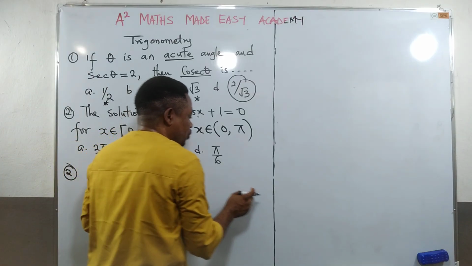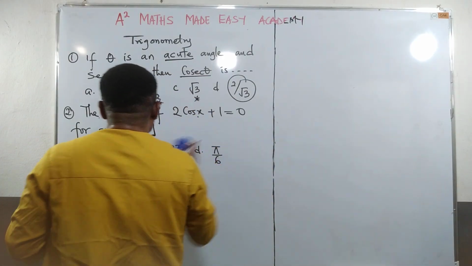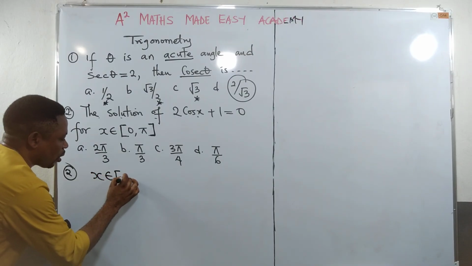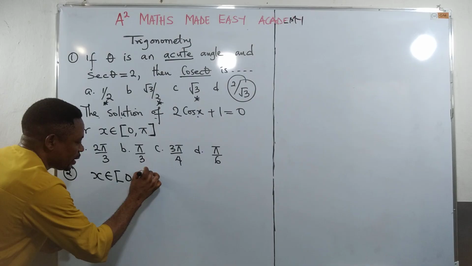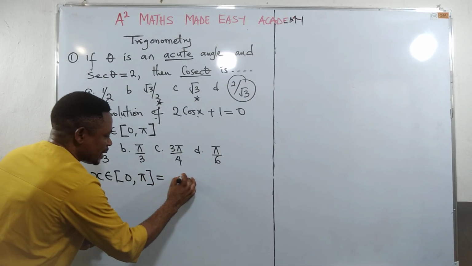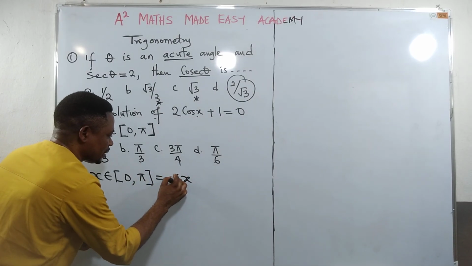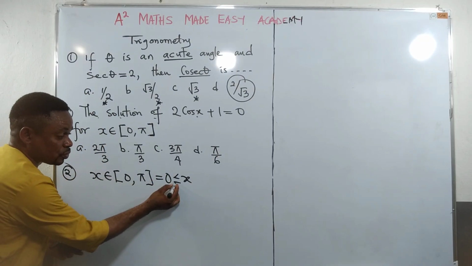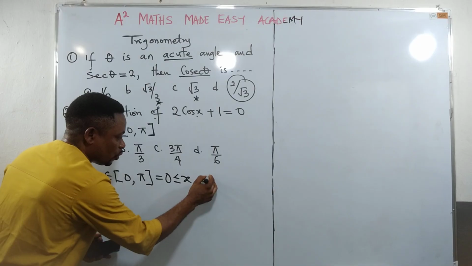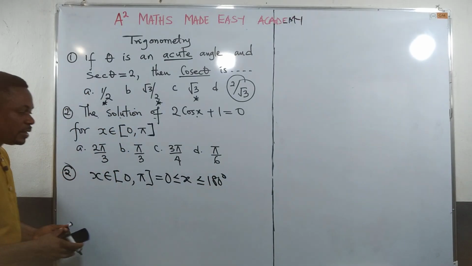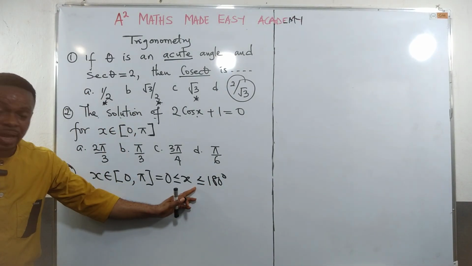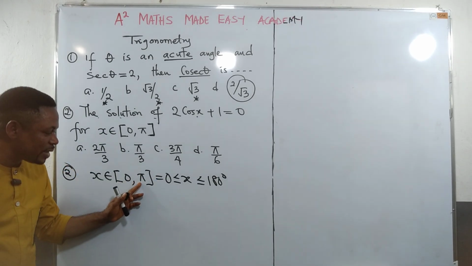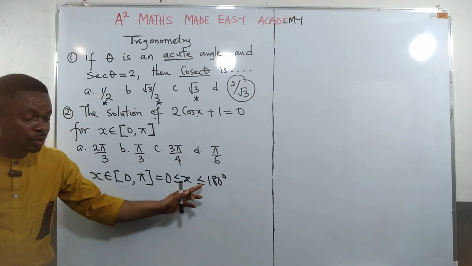I want you to observe something here. Very simple. Now watch this. This particular x is a member of block 0, pi, which simply means this. Watch. That x is greater than or equal to 0. That word block means it is a member, so use equal to. Then less than or equal to 180 degrees. This particular thing and this particular expression, they are the same. Do you know why? 0 is a member. Pi is a member. Use equal to.